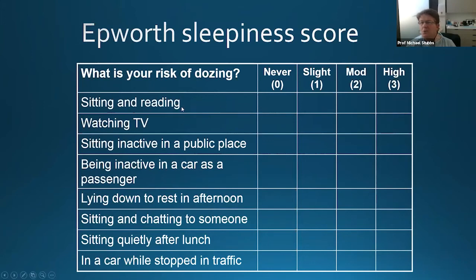And again, we score this based on the presence of, when they're sitting and reading the newspaper, do they drift off to sleep? None, which is 0. Very likely, a score of 3.